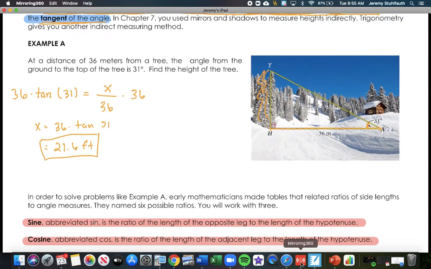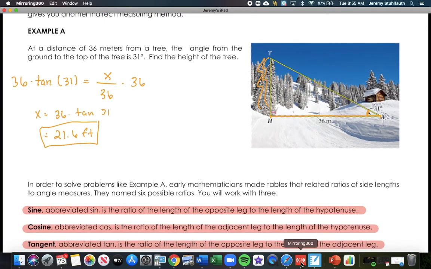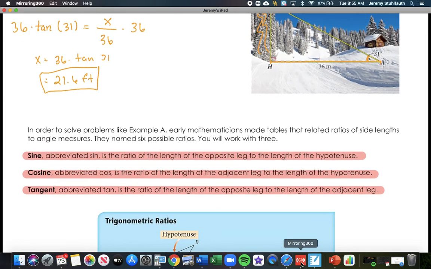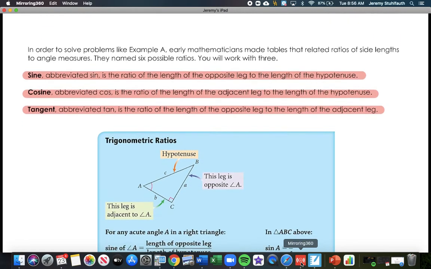Now, in order to solve problems like these, mathematicians made tables that were related to the ratios of side lengths to angle measures. And they named 6 possible ratios. We're only going to talk about 3 of them. There was sine, which was the ratio of the length of the opposite leg to the length of the hypotenuse. There was cosine, the ratio of the length of the adjacent leg to the length of the hypotenuse. And there was tangent, the ratio of the length of the opposite leg to the length of the adjacent leg.